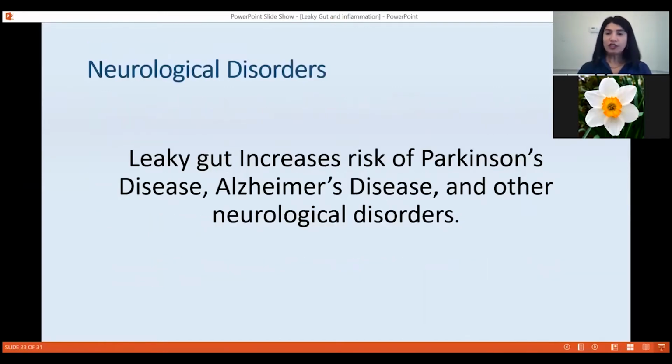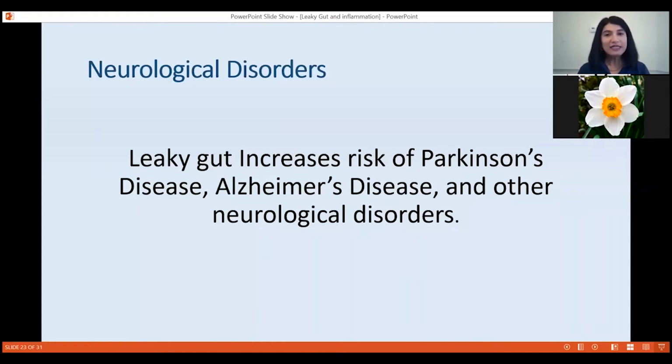If we look at neurological disorders, we find that people who suffer from Parkinson's disease, Alzheimer's disease, and other neurological disorders like multiple sclerosis have leaky gut as an underlying root cause. Conventional medicine does not offer a whole lot when it comes to dementia, when it comes to Parkinson's disease, when it comes to multiple sclerosis.